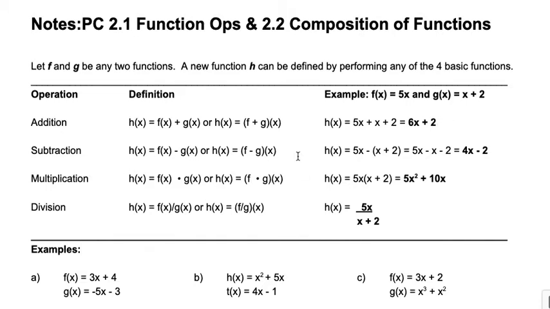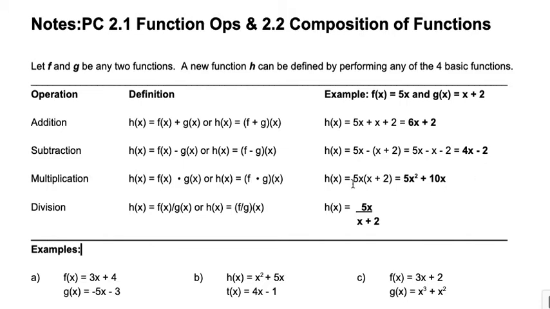If we're doing subtraction, okay, we take our 5x minus our x plus 2. Now notice I put it in parentheses, because that's a reminder that this minus sign carries through. So you have to remember that you have to subtract x and subtract 2. So then we take our 5x minus x, we get 4x minus 2, so 4x minus 2 is our answer.